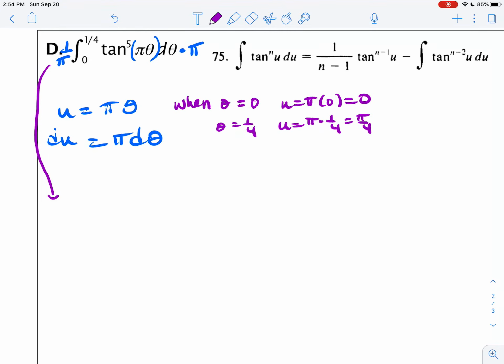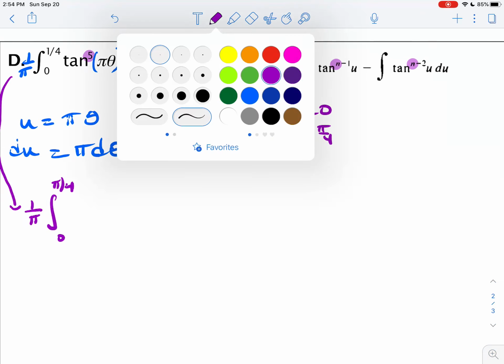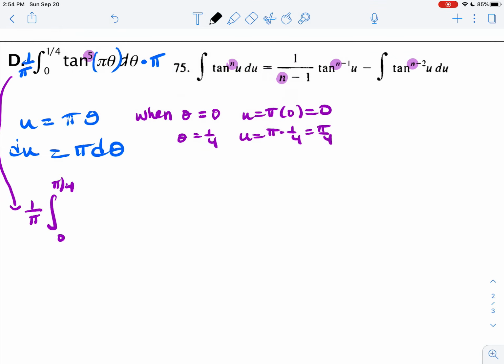So in transforming this integral in terms of u, I get 1 over pi times the integral, and I'm going to use my new limits of integration, 0 to pi over 4, and I have that my power of n here is going to equal 5. So we're going to use that n and use that 5 everywhere that we see n as a natural number.